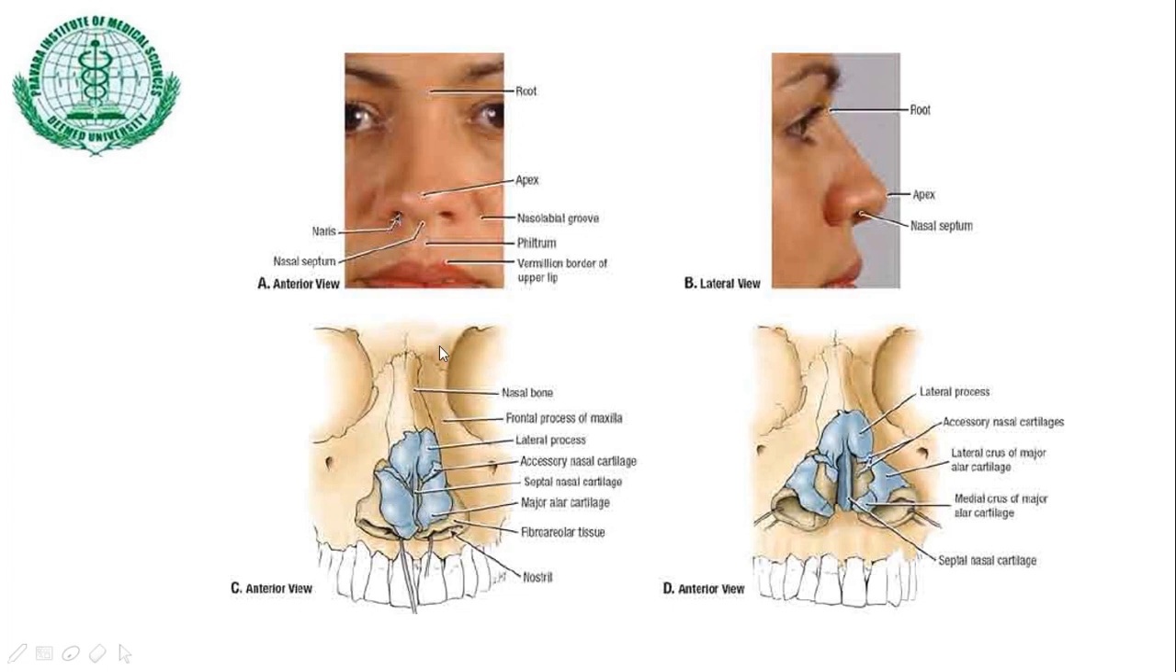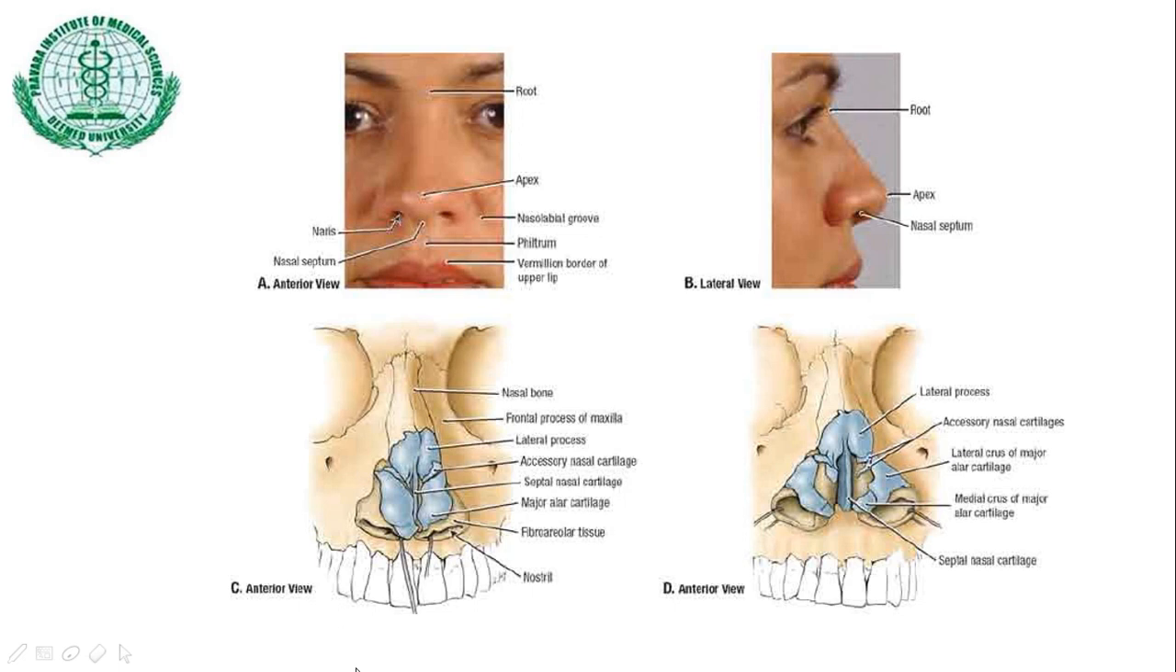The lateral cartilages, which are present one on each side, articulate above with the margin of the piriform aperture, which is formed by the frontal process of the maxilla and the nasal bone, and below with the major alar cartilage. Medially, it is continuous by a narrow bridge with the septal cartilage. You can see here, medially it is continuous with the septal cartilage.